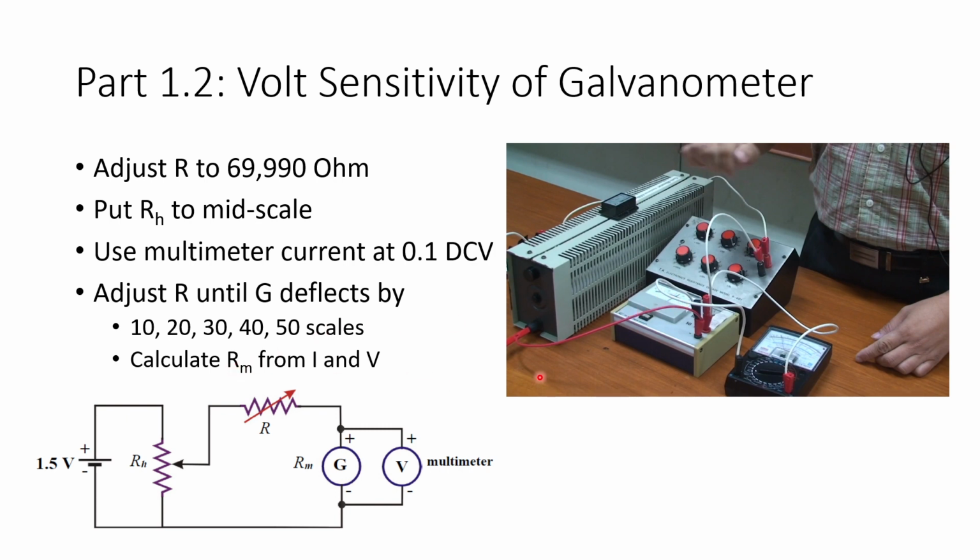And then since you know the voltage, you can calculate the resistance by dividing the voltage by the current. From there, you can get an estimation of Rm and then see how sensitive this thing is to the voltage that you apply.